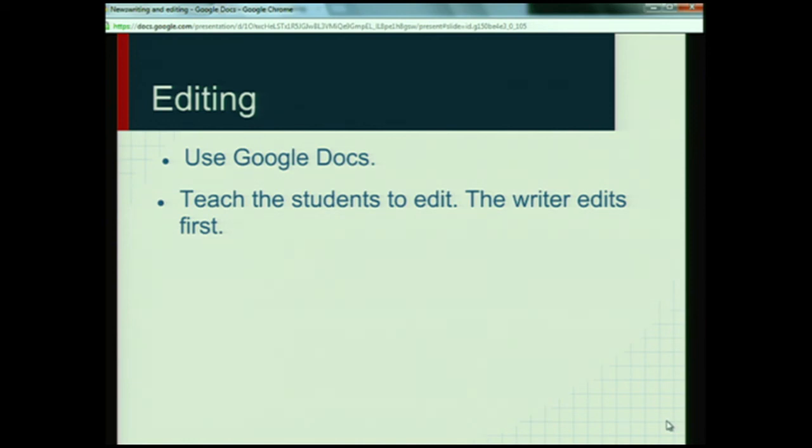So they need to edit first. And I'll pull someone aside if it's chronic. You know, we're having to make all these comments simply about things that you should have already fixed.